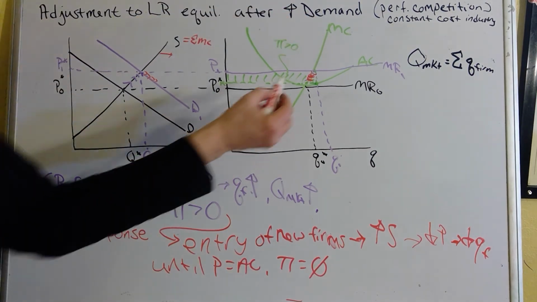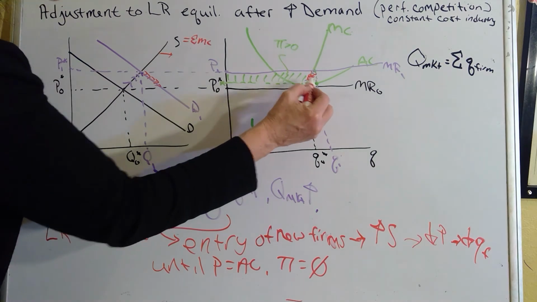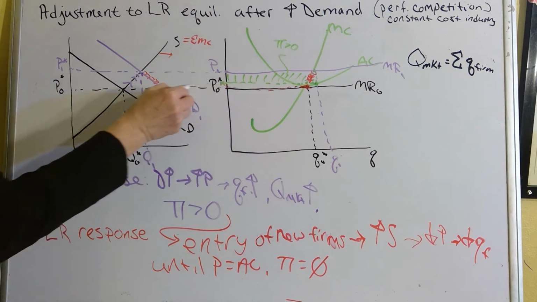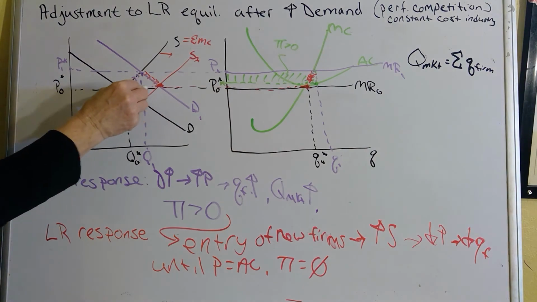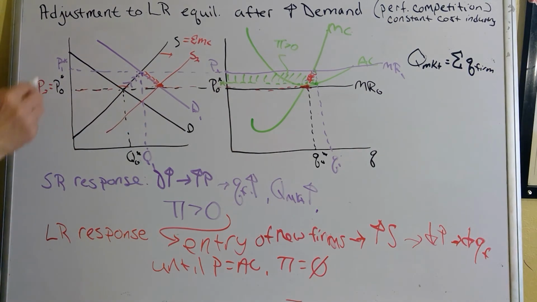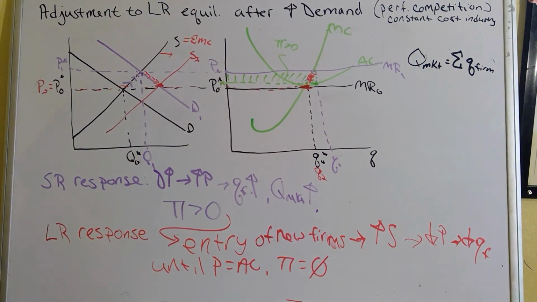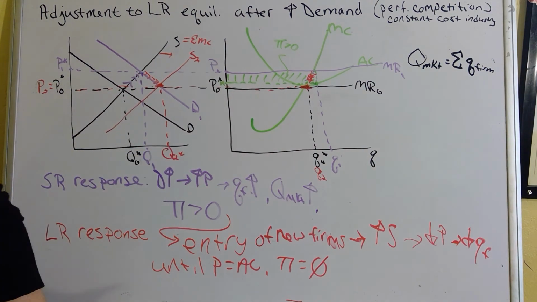So firms will keep entering, driving price down until where marginal revenue equals marginal cost, price is also equal to average cost. So supply is going to increase until that point. So price is going to fall until it's equal to minimum average cost. And in a constant cost industry, the minimum average cost is exactly where it was before. And so price is going to go down, firms are going to go back down to where they were before, but total output in the market is going to be higher.